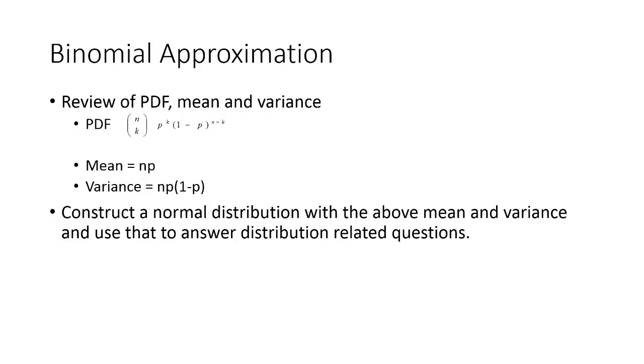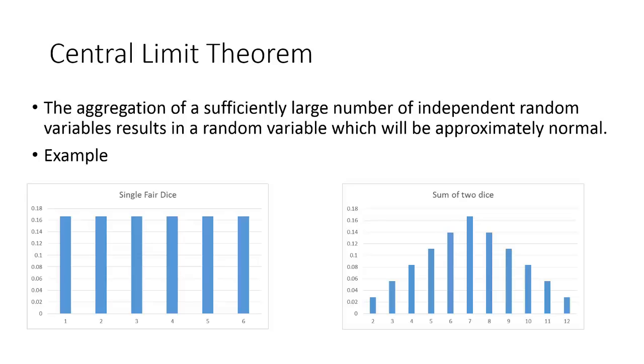Okay. Next we'll move to something called the central limit theorem, and the core idea here is that the aggregation of a sufficiently large number of independent random variables results in a random variable which will be approximately normal.